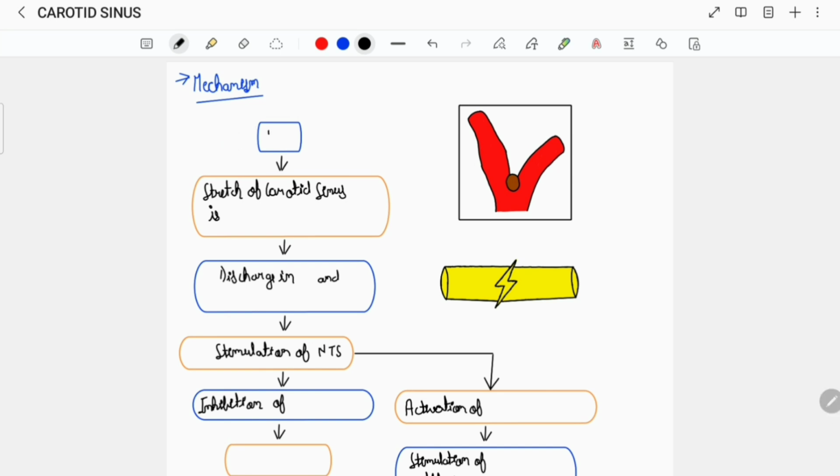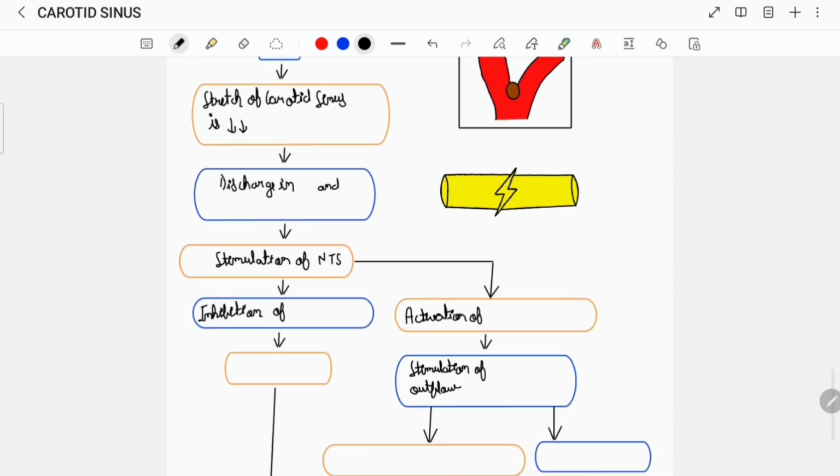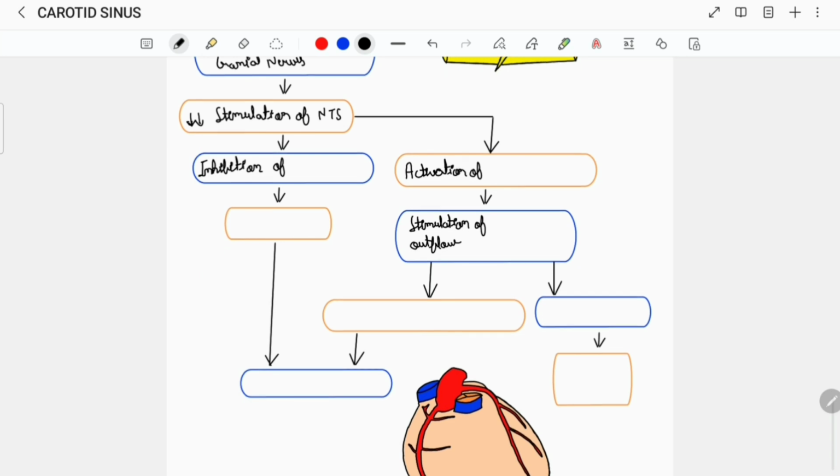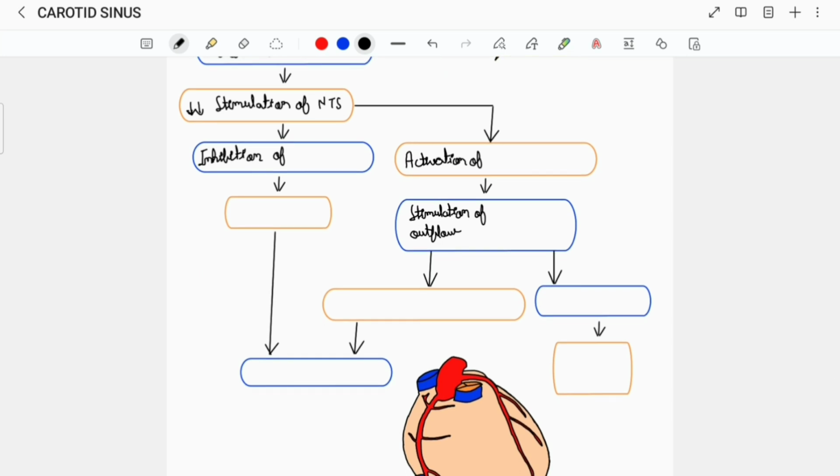Similarly, whenever there is a reduction in the blood pressure, the stretch of carotid sinus is reduced. Because of this, there is less discharge in the 9th and the 10th cranial nerves. And this further causes a decreased stimulation of nucleus tractus solitarius. Decreased stimulation of nucleus tractus solitarius causes inhibition of the vagus nerve and activation of the vasomotor center.